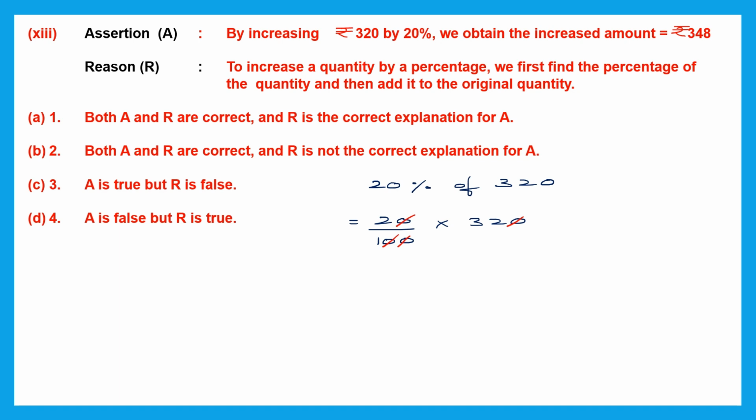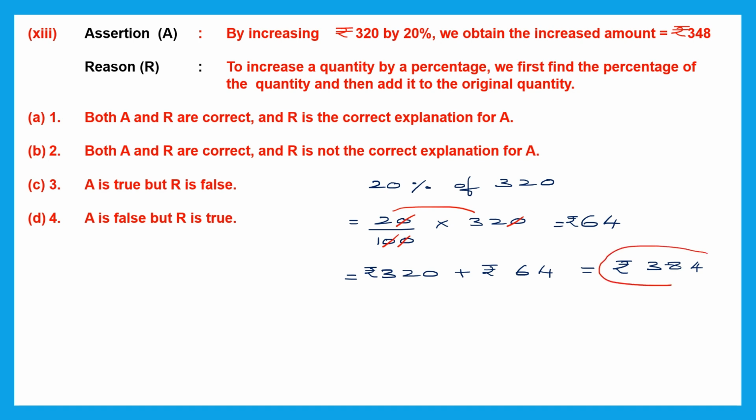So here what do I get? I get 2 into 32. 2 into 32 is 64. So the increased amount will be the original amount, which is 320 rupees, plus 20%, which is 64 rupees. Plus 64 rupees. So how much do you get? 320 plus 64 is 384. So 384 rupees is what you will get when we increase 320 rupees by 20%. But what is the answer given to us? The answer given to us is 348 rupees, which is wrong because we should get 384. That means assertion A is false.